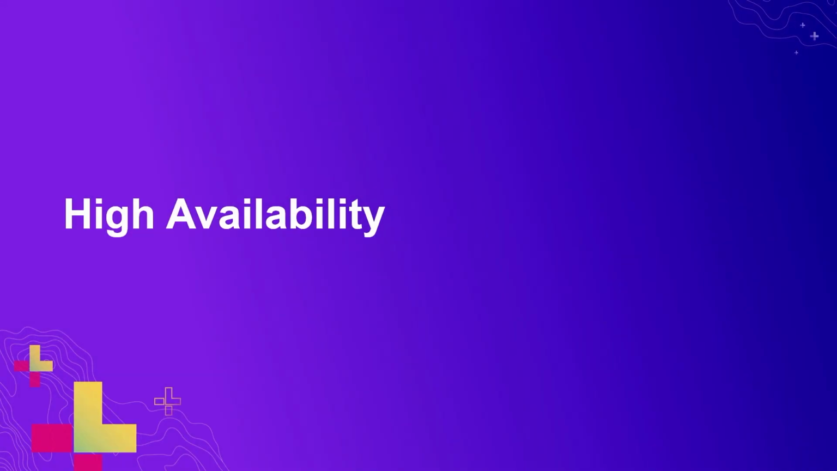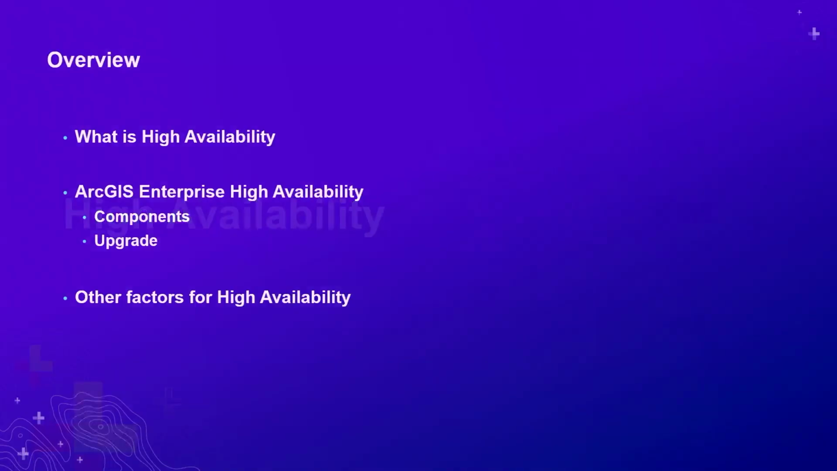All right, so now we're going to transition to high availability. So here's an overview of what we'll talk about. We'll cover what high availability is, what it means to be highly available. We'll talk about the ArcGIS Enterprise components that are involved in being highly available, along with the upgrade process for them. I'll briefly touch on other factors to consider when considering high availability.